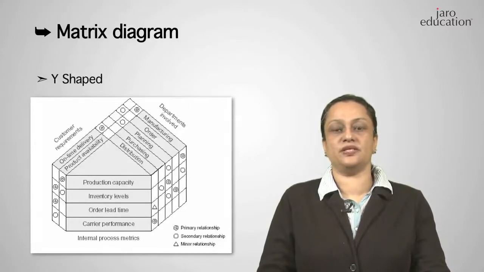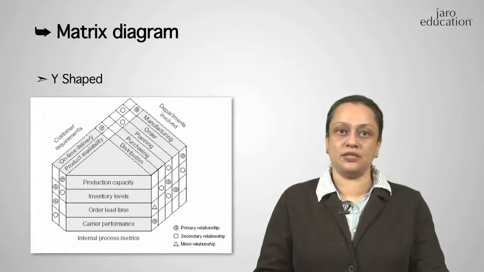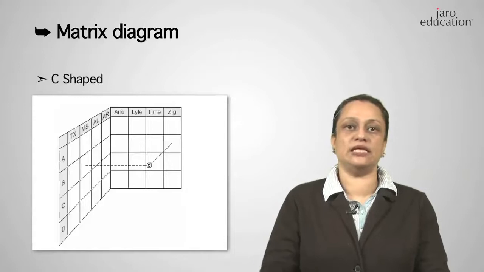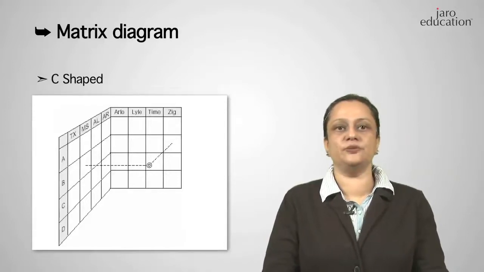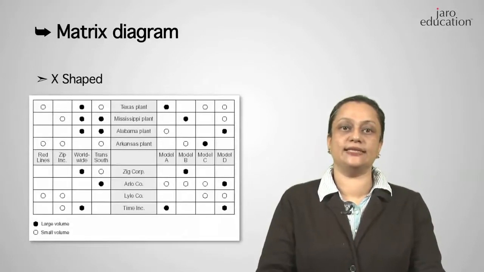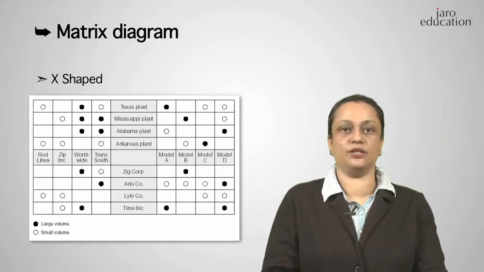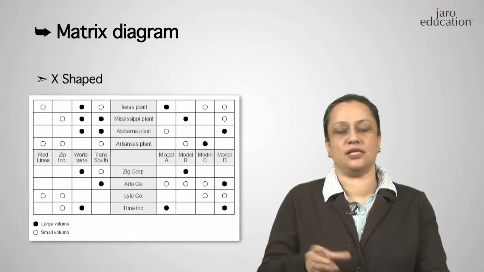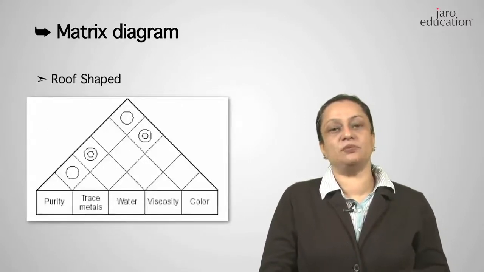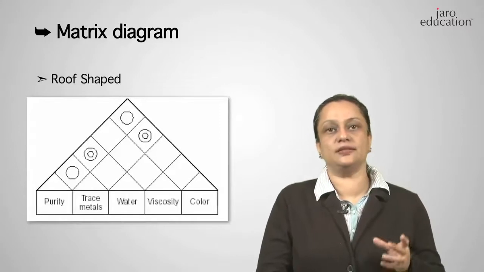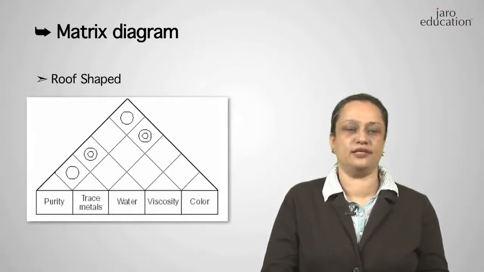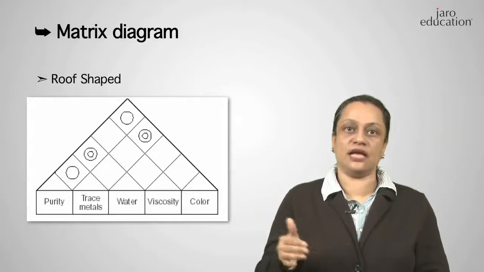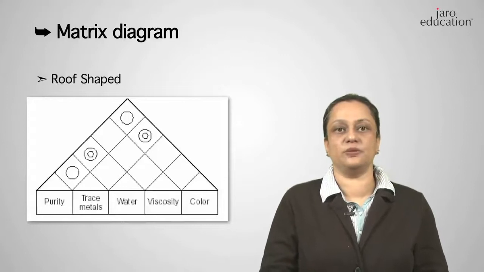This is a Y-shaped matrix diagram, again which has three parameters but a little different depiction. The C-shaped matrix basically gives a more 3D effect to it. The X-shaped matrix has four parameters, and in each quadrant the relationship between two of the parameters is described. The roof-shaped matrix is used to depict the relationship of a parameter on itself. These five parameters here and how they affect each other and themselves is depicted in the roof-shaped matrix.